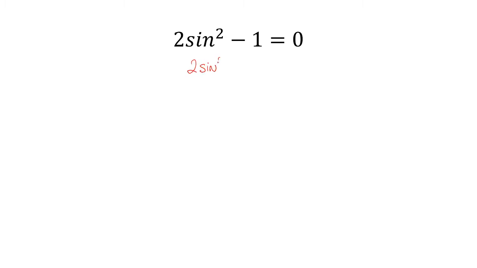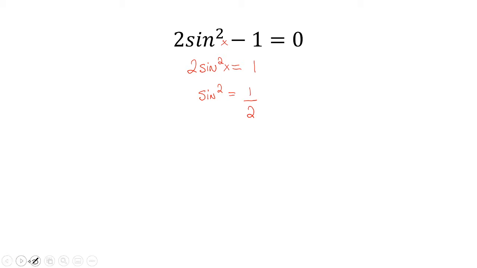Sine squared of x equals 1. And there probably should be an x in there. Whoever made this slide forgot to put the x in there. Then you'll divide by 2. So you get sine squared x equals 1/2.